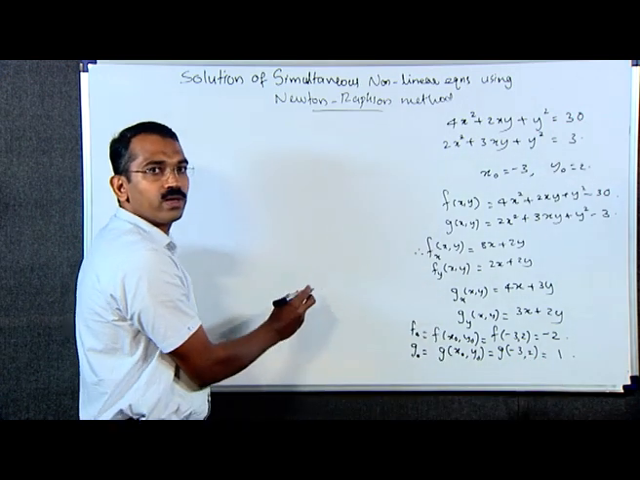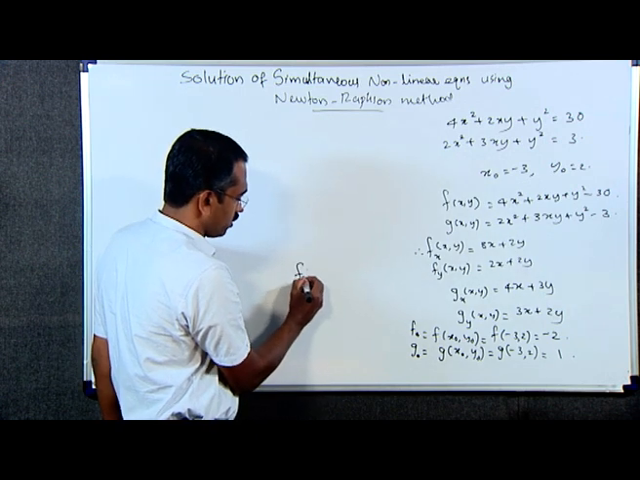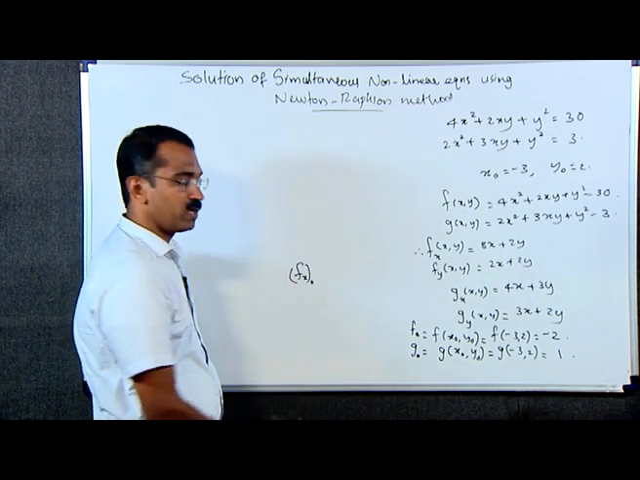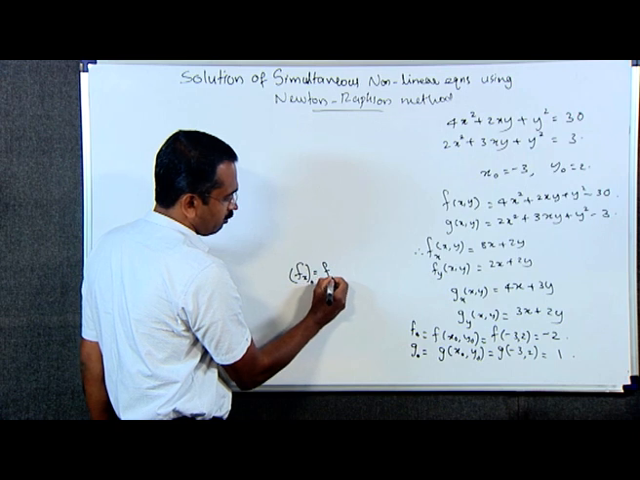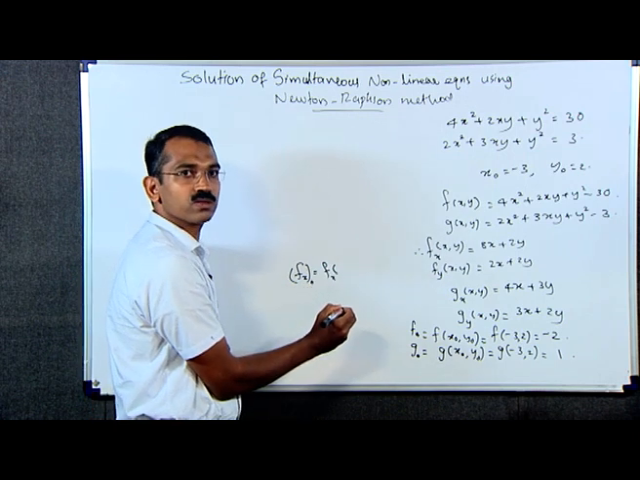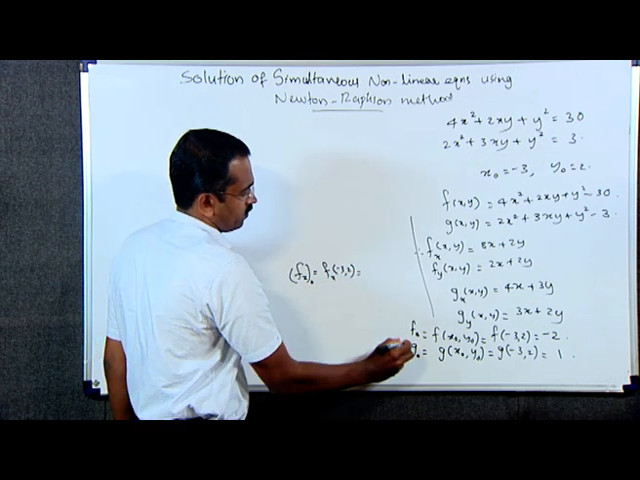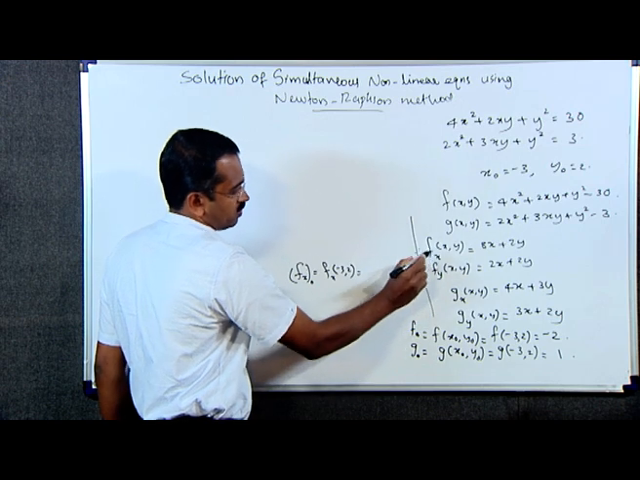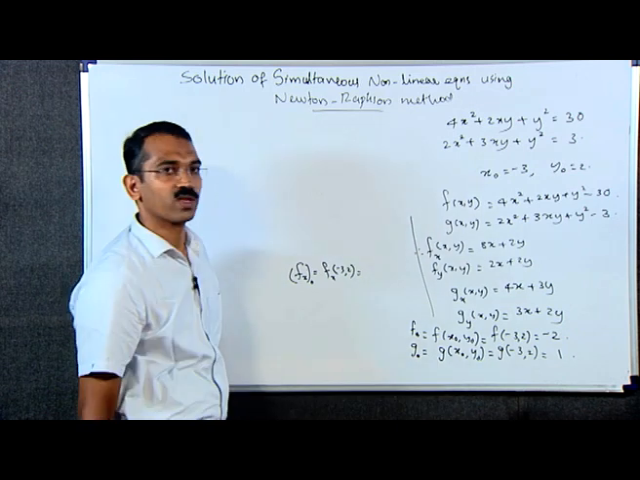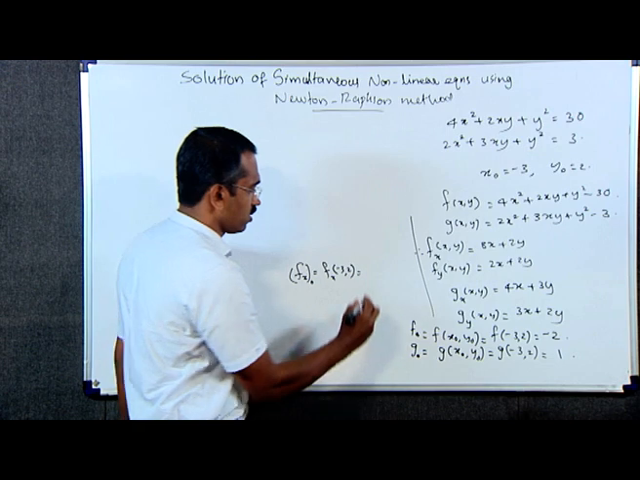Now, f x naught. F x naught means the partial derivative of f with respect to x at x naught y naught. X naught y naught is minus 3 comma 2. This is f x. Putting x is equal to minus 3 and y is equal to 2 in this expression, we will get f x at minus 3 comma 2 as minus 20.